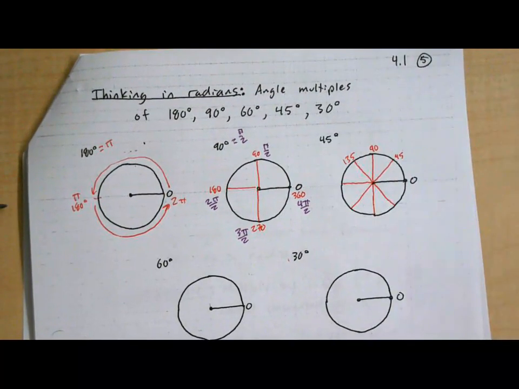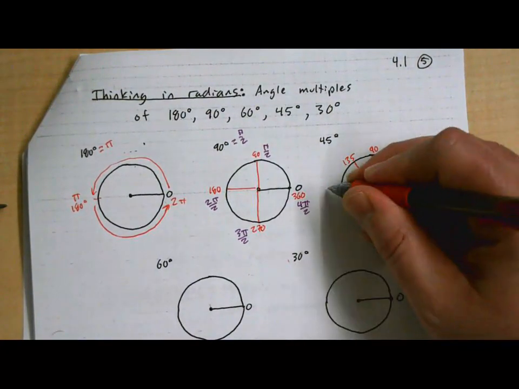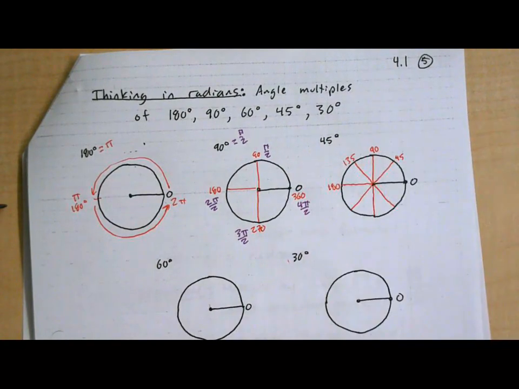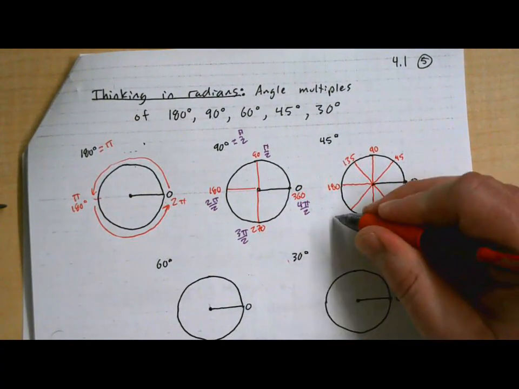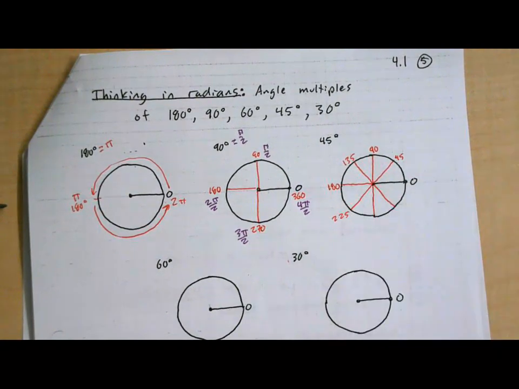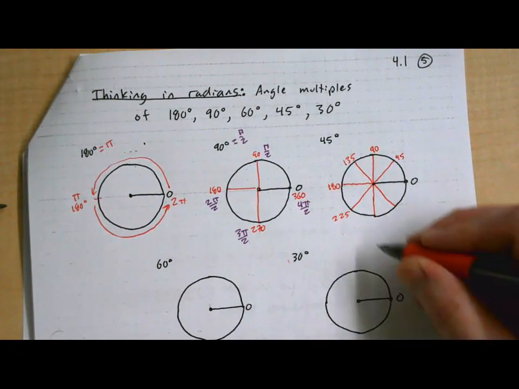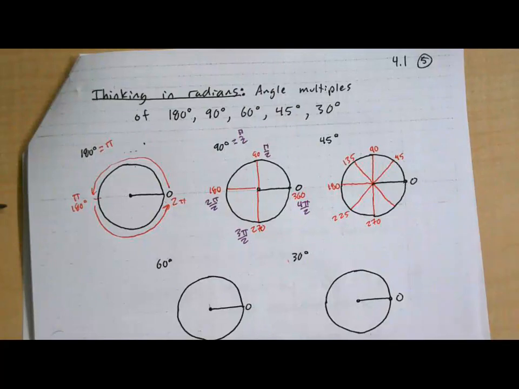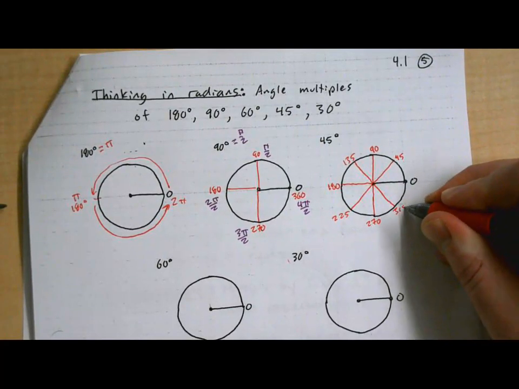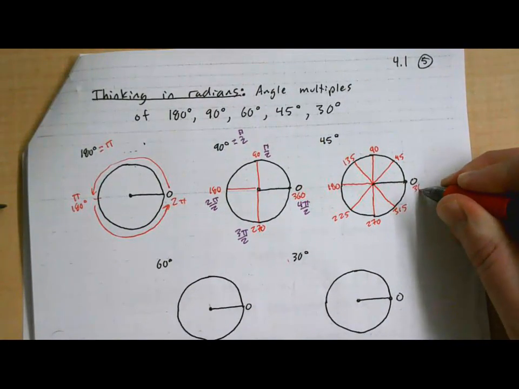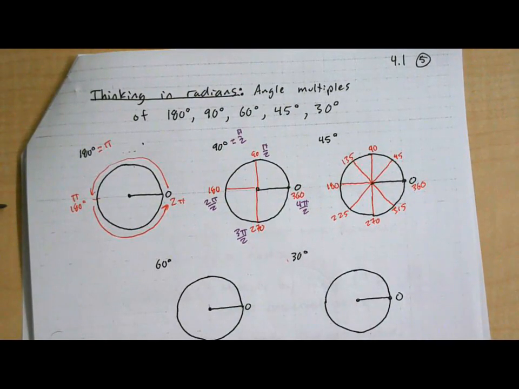135. These angles are going to become ingrained in your mind over the course of the next couple months. Plus another 45 is 180, plus another 45 is 225, plus another 45 is 270, plus another 45 is 315, and then one more gets us back to 360. So when we're counting in degrees, we're counting by 45s.